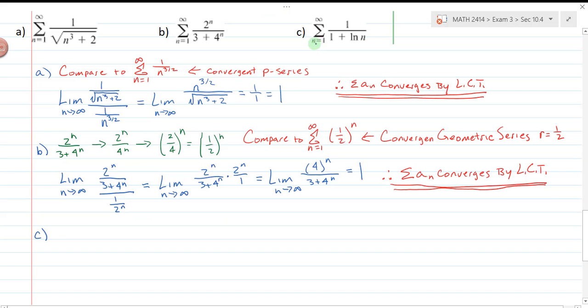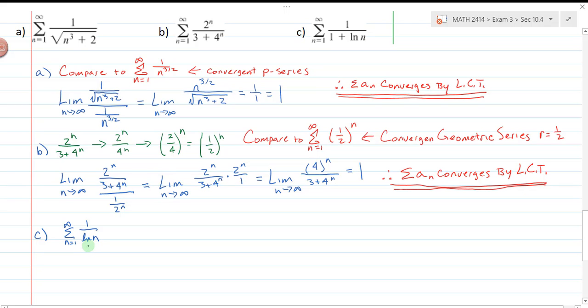On part C, we have the sum n equals 1 to infinity of 1 over 1 plus natural log n. If I stripped away the constants, what I would be looking at is this series: 1 over the natural log of n. I don't know anything about that series right now because it's not a p-series. It's not a geometric series. So I need to know something about that.